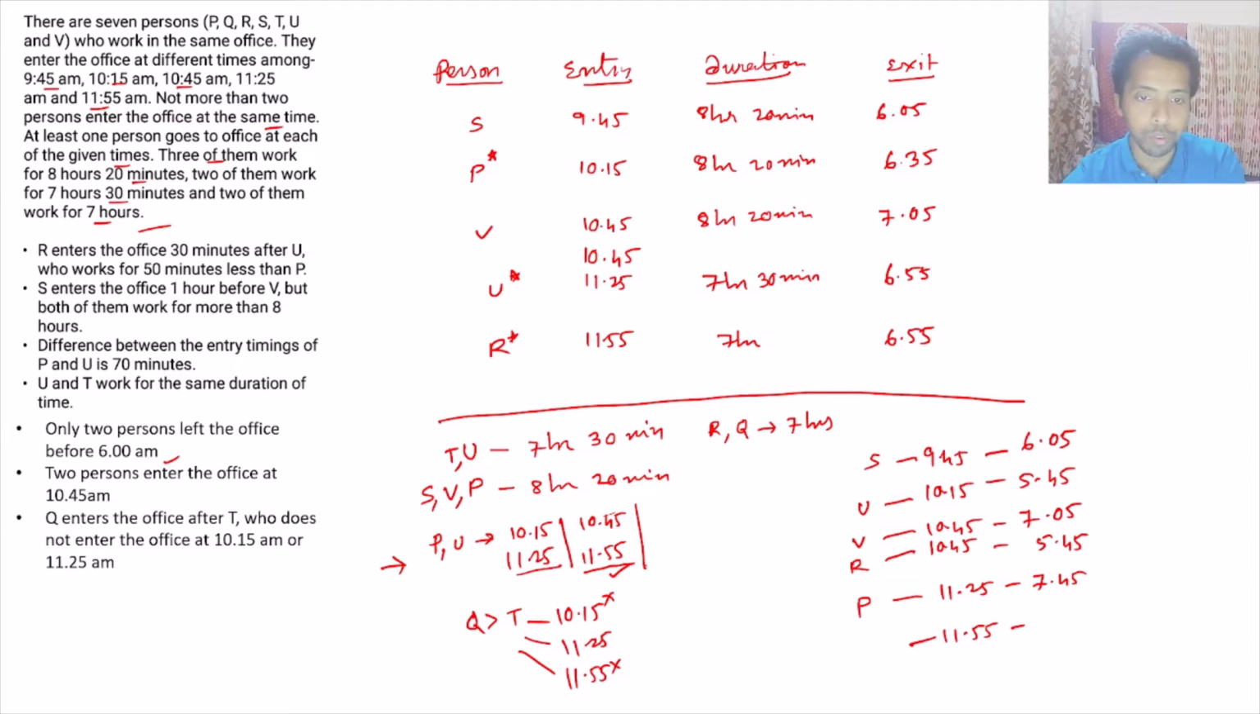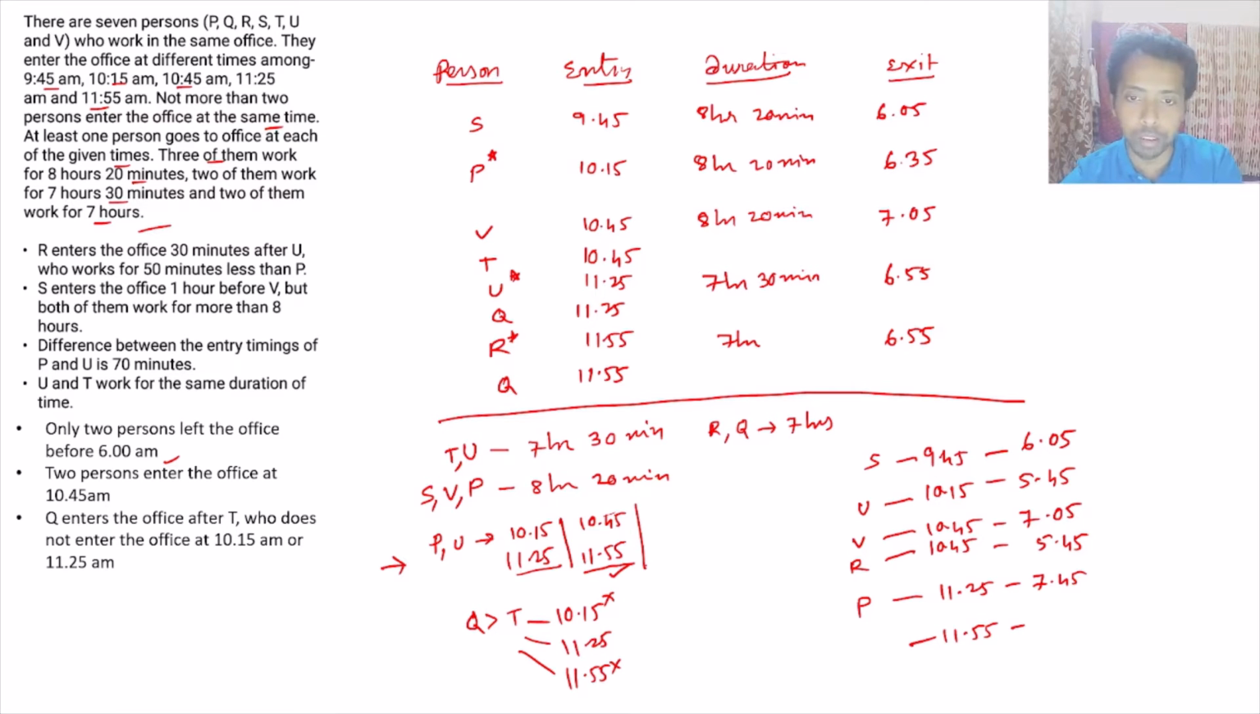Now left are only 2, that is Q and T. Yes, Q and T. Now T cannot be 10:15, 11:25, or 11:55. 11:55 is not, 11:25 can't be, 10:15 no. Now T can come here. If T can come here, Q's timing should be either 11:25 or 11:55, right? Now one important note here: only 2 persons left the office before 6 a.m. Now see, till now none of the 5 persons except Q and T leave the office before 6 a.m. That means Q and T should leave the office before 6 a.m.